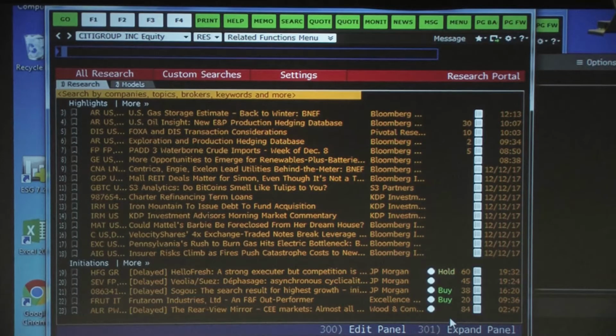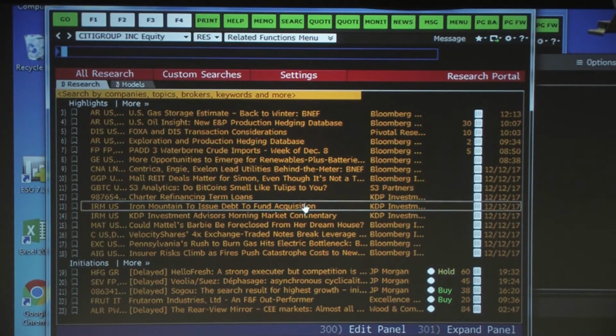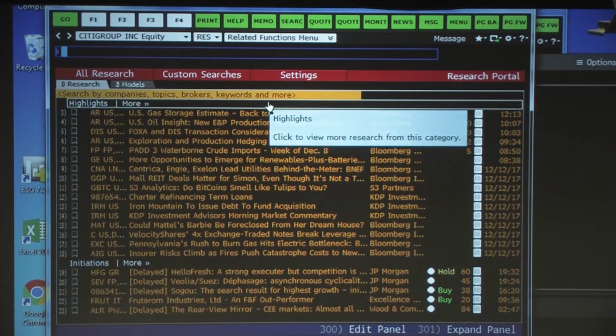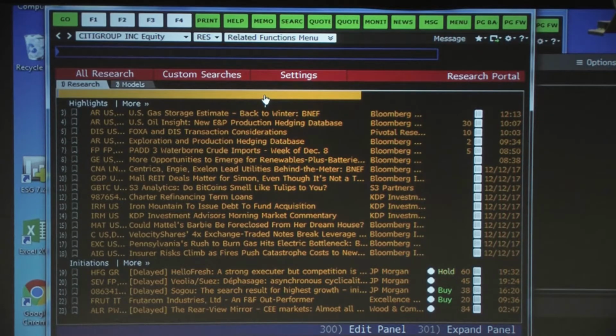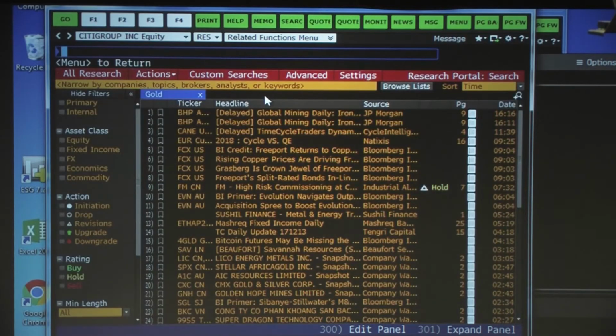So you can see here, this is just the general highlights and initiation. So when it talks about initiations, it means they're starting to cover a certain stock, a certain area, or a certain region of the world. So we can, in here, enter a certain topic, keyword, broker. So let's say we were interested in research about gold, a commodity. So if we write the word gold, you'll have a bunch of different articles covering this topic of gold.